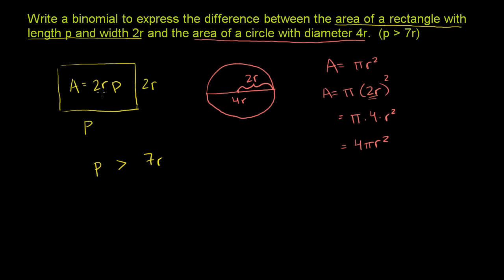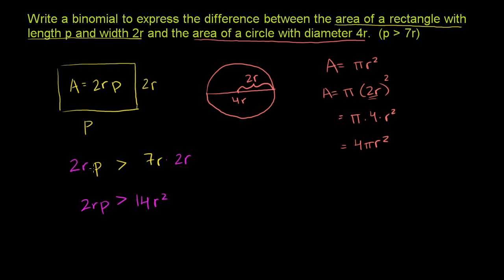So if we were to multiply both sides of this equation by 2r, and 2r is positive, we're dealing with positive distances, positive lengths. So if we multiply both sides of this equation by 2r, it shouldn't change the inequality. So multiply that by 2r, and then multiply this by 2r. And then our inequality becomes 2rp is greater than 14, sorry, not pi, 14r squared.